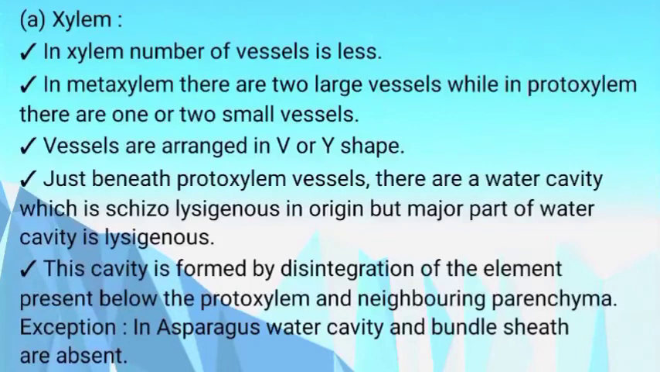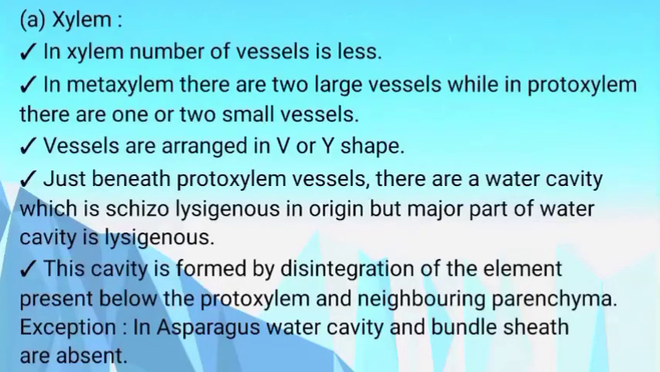Under vascular bundles, we have to know xylem and phloem. Xylem. In xylem, the number of vessels is very less. In metaxylem, there are two large xylem vessels present, while in protoxylem, there are only one or two small xylem vessels present. Xylem vessels are arranged in a V or Y shape in vascular bundles.